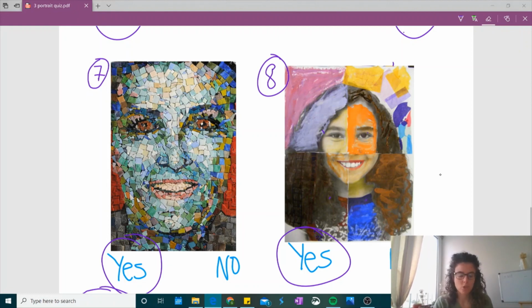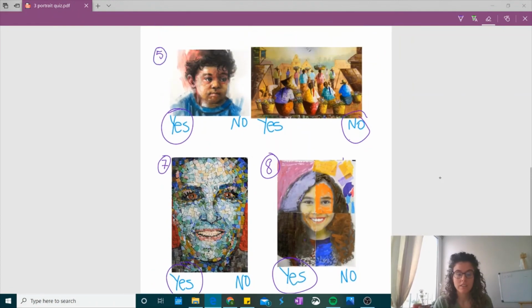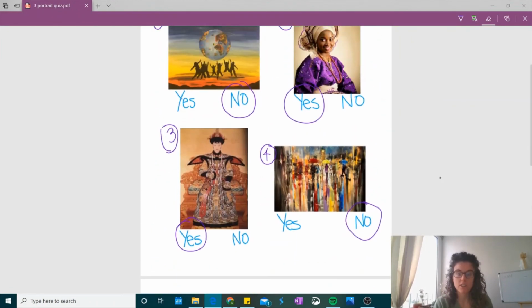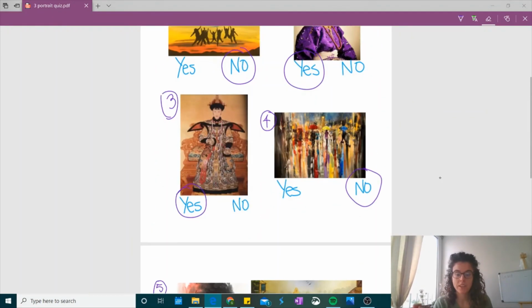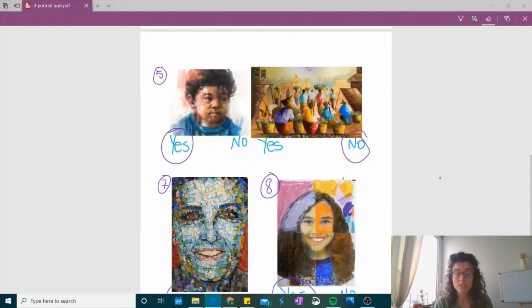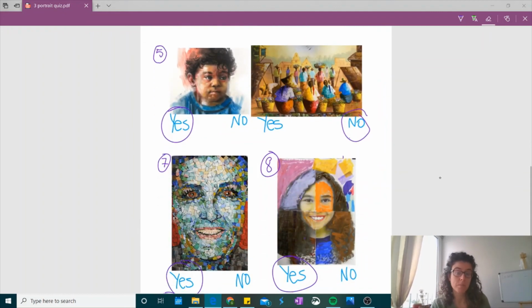All right, so how did you do? Did you get all of the portraits that Miss Gia put in here? If you guys have any questions, if maybe you thought something was a portrait and it wasn't, or if you thought it wasn't a portrait and it was, you can let me know, okay? Send me a message, a video, maybe send me a pigeon with a little message on its leg.